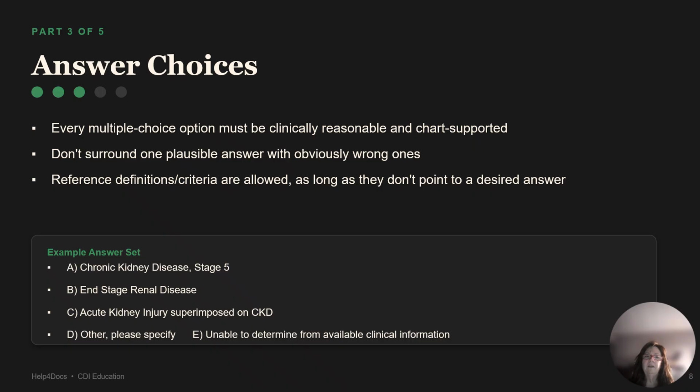Okay, and per the guidelines, providing reference definitions or clinical criteria alongside the choices is allowed, but that information can't highlight or point toward a desired answer. That's the key thing about that.